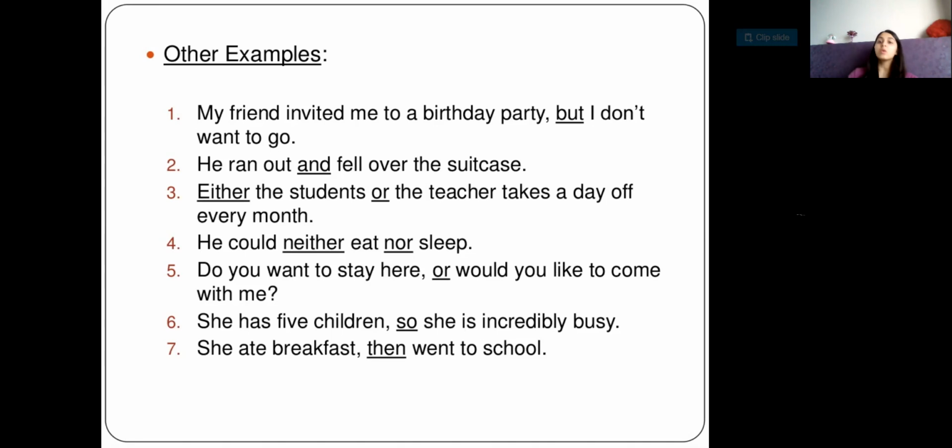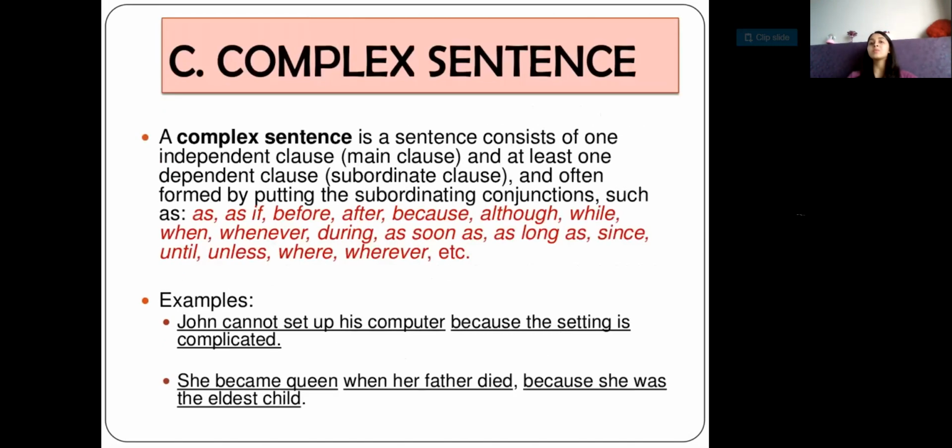Either the students or the teacher takes a day off every month. All right, either or. It's connecting two sentences. He could neither eat nor sleep. Okay, so neither and nor is connecting. Do you want to stay here or would you like to come with me? So or is connecting two things together. There are two more examples here. These are known as compound sentences.